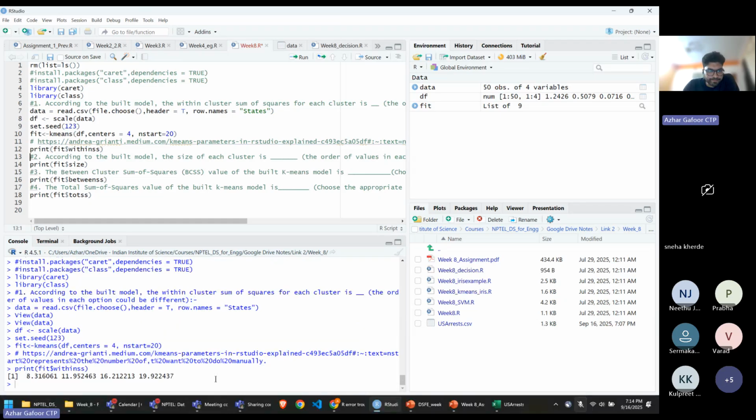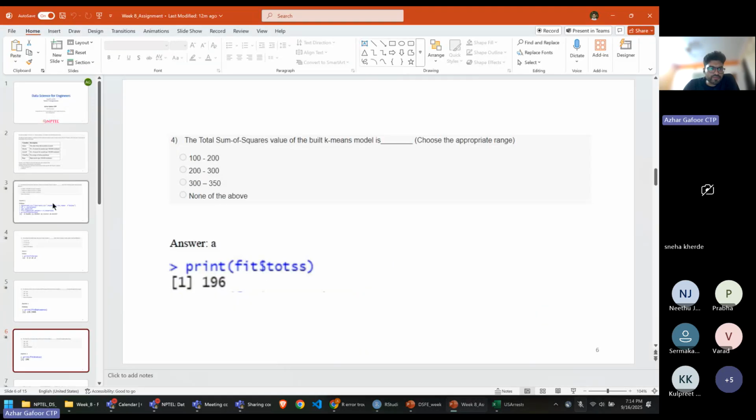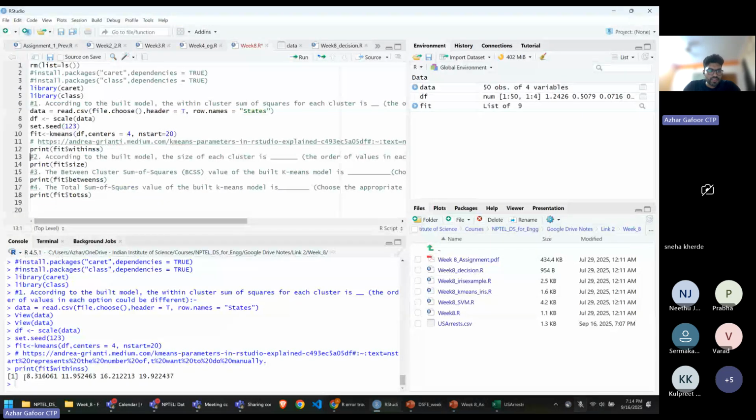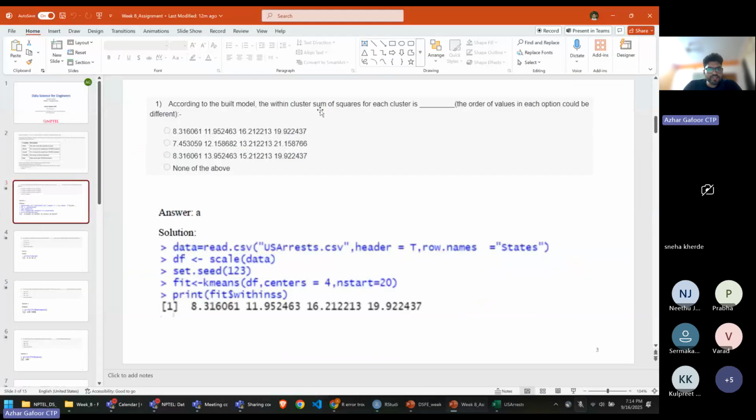So fit, so let's see if this was an option. Our first question. Okay, so when we did this, we got the answer 8.3, 11.9, 16.2. So yeah, we got the same answer. This is the within cluster sum of squares for each cluster. So this is the values of centroid minus each of the elements in the cluster, and their squares.